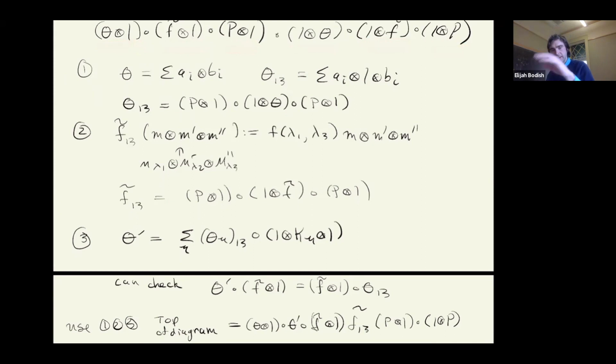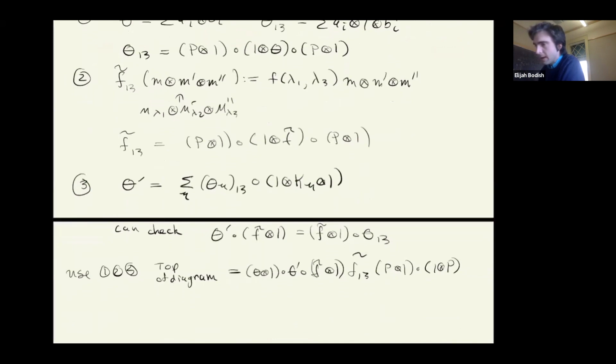So I'm just rewriting things. Here I'm sort of just inventing notation so that I can put some thetas on the left, some F's in the middle, and some P's on the right to make this look like a single R matrix, or a single braiding matrix. And then to actually deduce the hexagon equation, I'll just look at the bottom of the diagram.